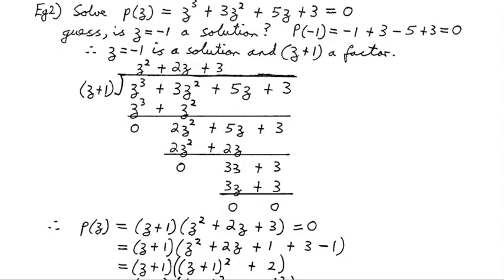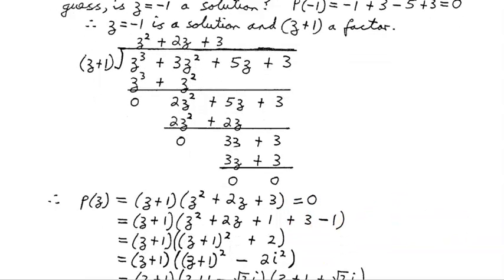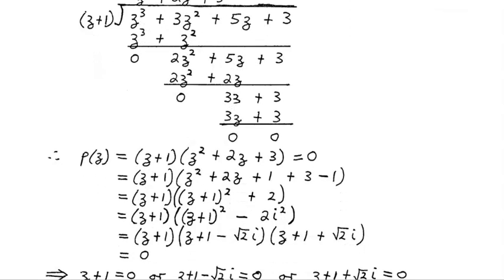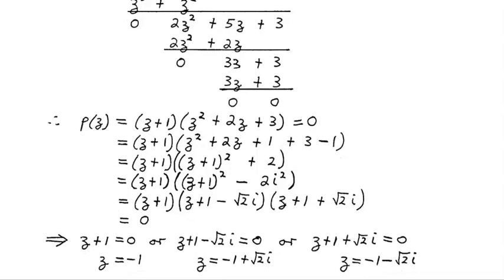The original polynomial, p of z, can be written as z plus 1, our factor, times the quotient here, z squared plus 2z plus 3. And we're going to set that to 0 because it's much easier to solve now. Okay, here we go. So we've got z plus 1 times z squared plus 2z plus 3.